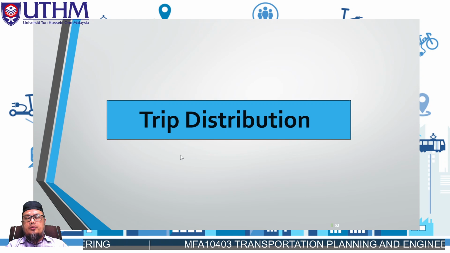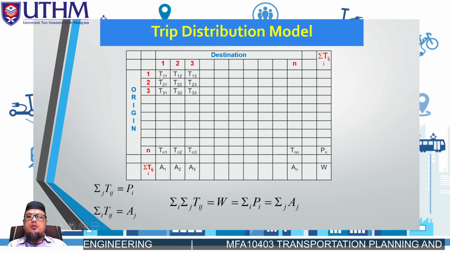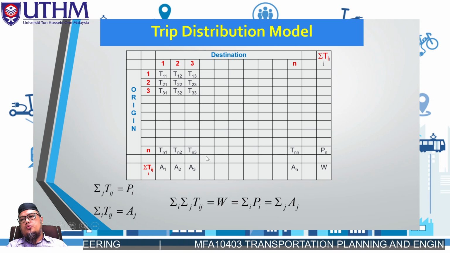Today we're going to continue our chapter 3 on trade distribution. Previously we have covered trade generation. In trade distribution, we're going to look into the origin and destination. So typically we're going to use a matrix table to calculate for each zone from origin to destination. This is the typical matrix table to calculate trips from origin, also trips to destination.